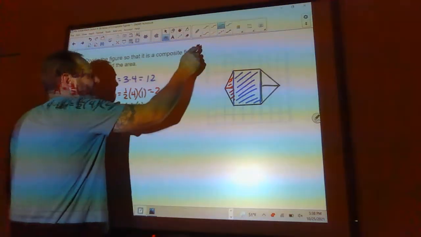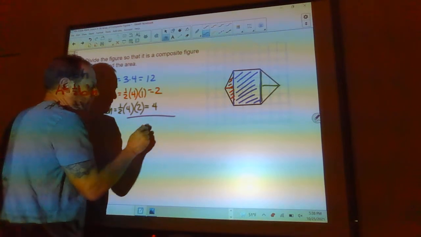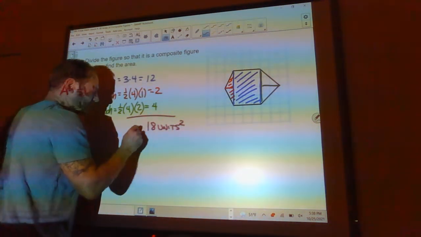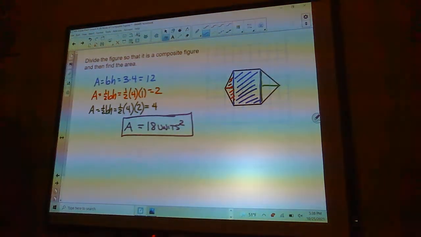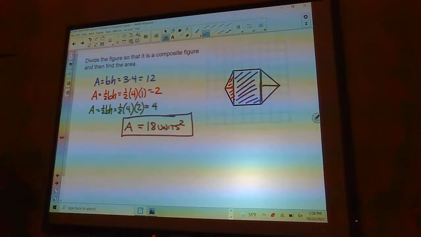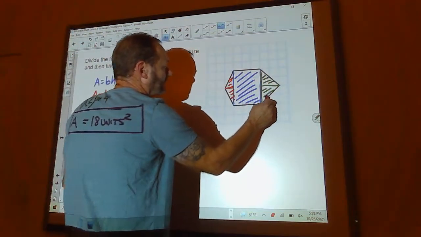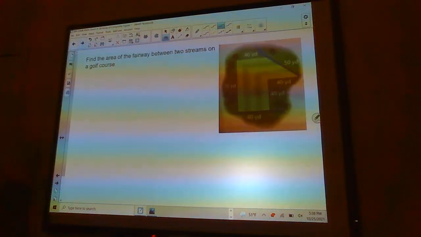So now I just have to add those things up. So 12 plus 2 is 14, plus 4 is 18 square units. And that is my area. And I'm done. And just to remain consistent, we're going to go ahead and shade in the green there. All the figures you're going to see can be broken up like this and done.